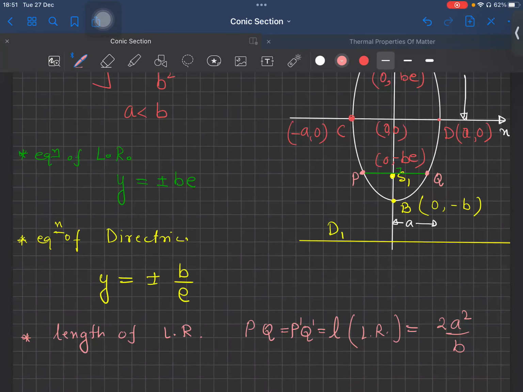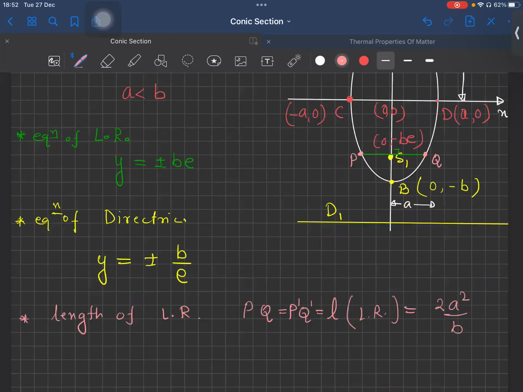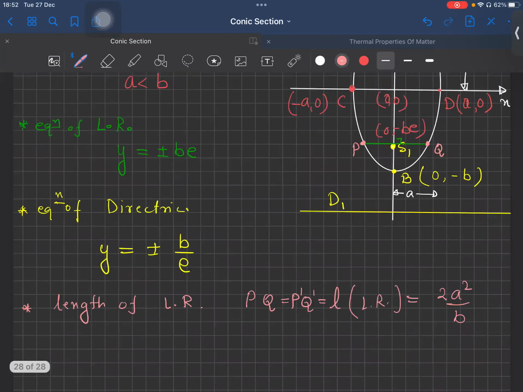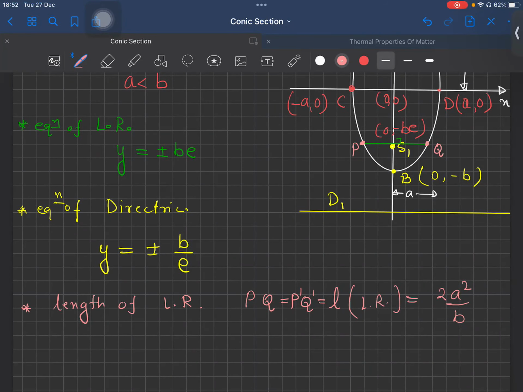What formula? Distance formula. You need the coordinates of points P and Q, and then you can find the latus rectum. The y coordinate is always be, you just need to find the x coordinate. How will you find the x coordinate? Anyone? How will you find the length of these coordinates?